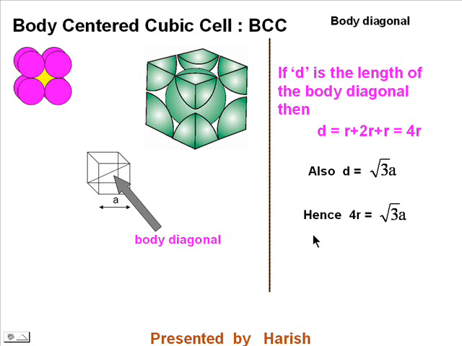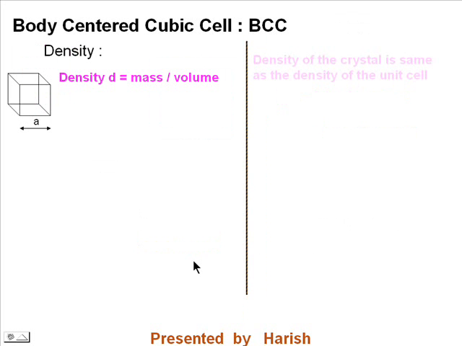From this you can clearly write that 4R is equal to square root of 3 into A. That is the relation between A and R. When we were talking about a primitive cube, the relation was different. There you got A is equal to 2R. Now we have got 4R is equal to root 3 A.